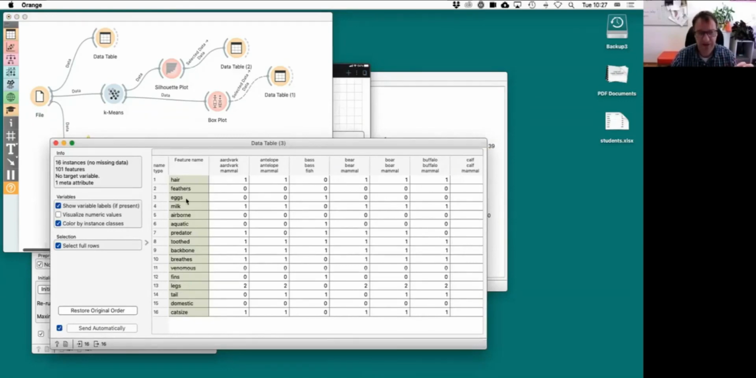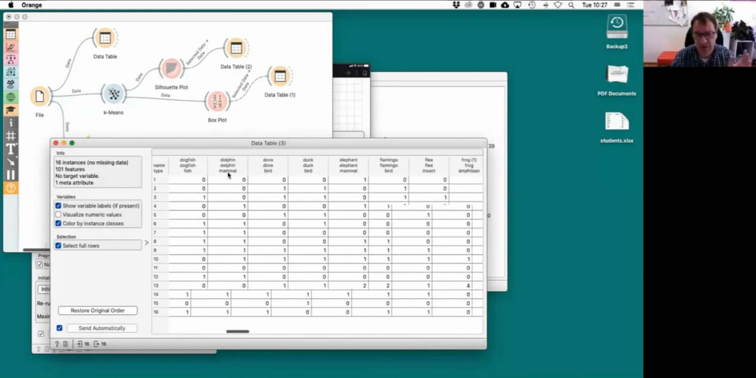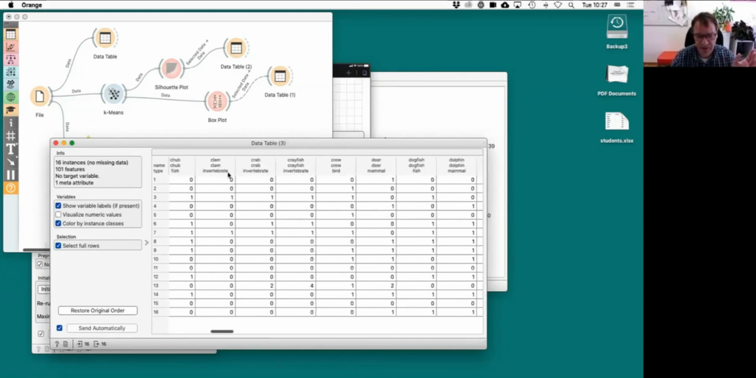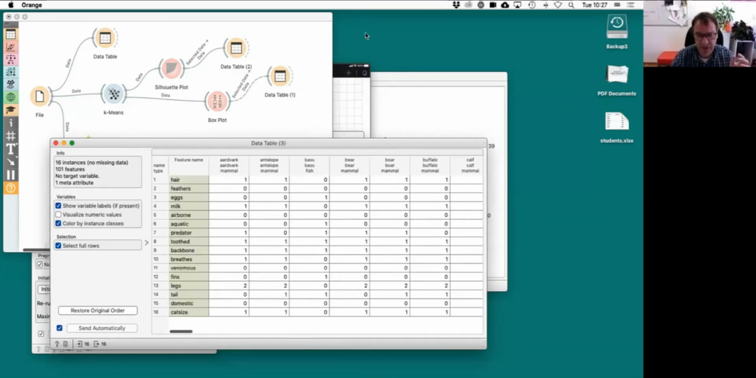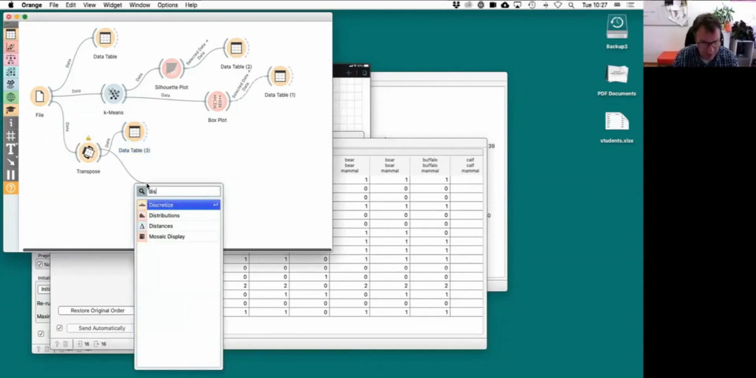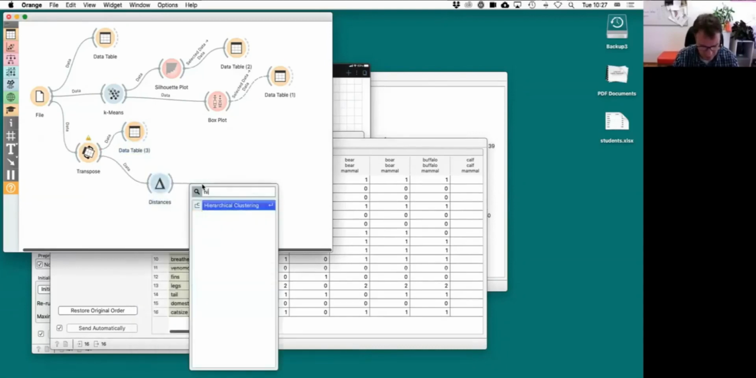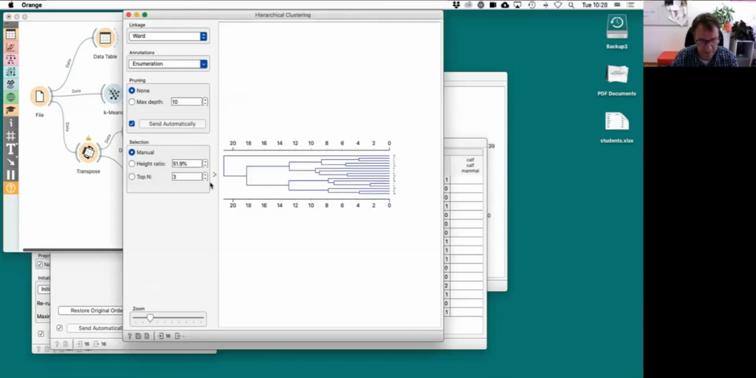So the hair, the feathers, the eggs, the milk, and so on, right? And the columns will actually be the different measurements, different animals, right? I can do this simply because maybe I would like to cluster the features. If I cluster the features, then I have to measure the distances between the features, and then I can do the hierarchical clustering.